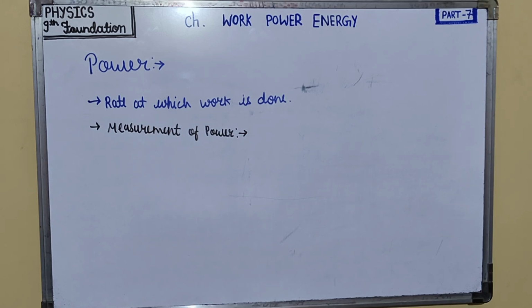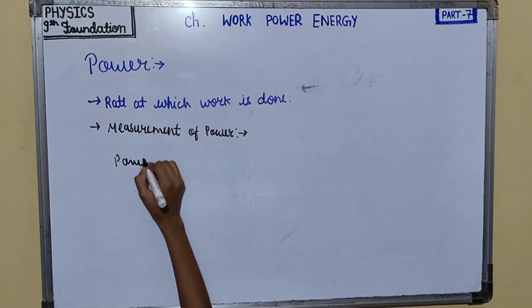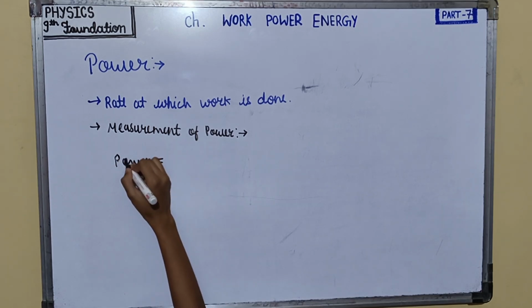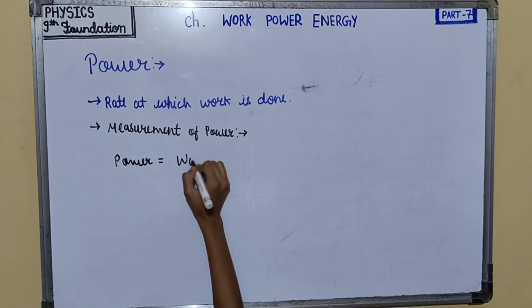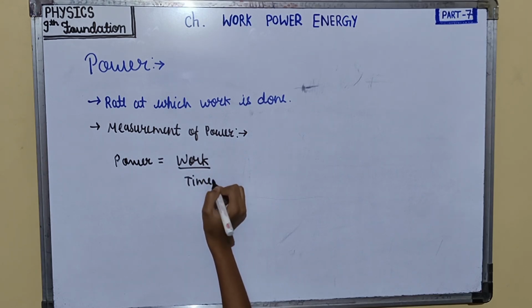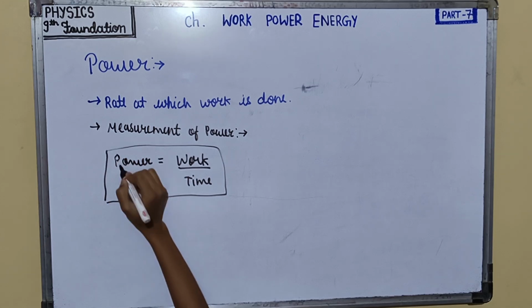The amount of power is the ratio of work and time. So power is equal to the ratio of work and time, means work upon time. P is equal to W upon T. This is formula 1.